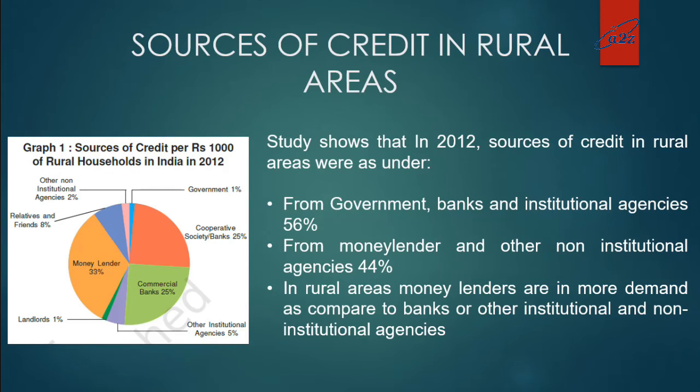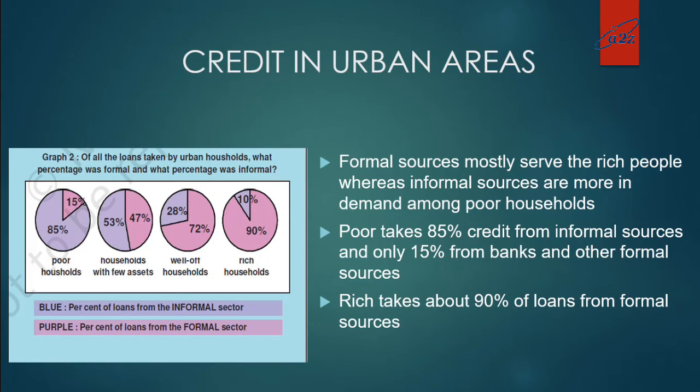Now we will study sources of credit in rural areas. Study shows that in 2012, sources of credit in rural areas were as under: from government, banks, and institutional agencies, it is 56%. Also, from money lenders and other non-institutional agencies, credit is 44%. So it depicts that in rural areas, money lenders are in more demand as compared to banks or other institutional and non-institutional agencies. Further, this graph shows credit in urban areas.